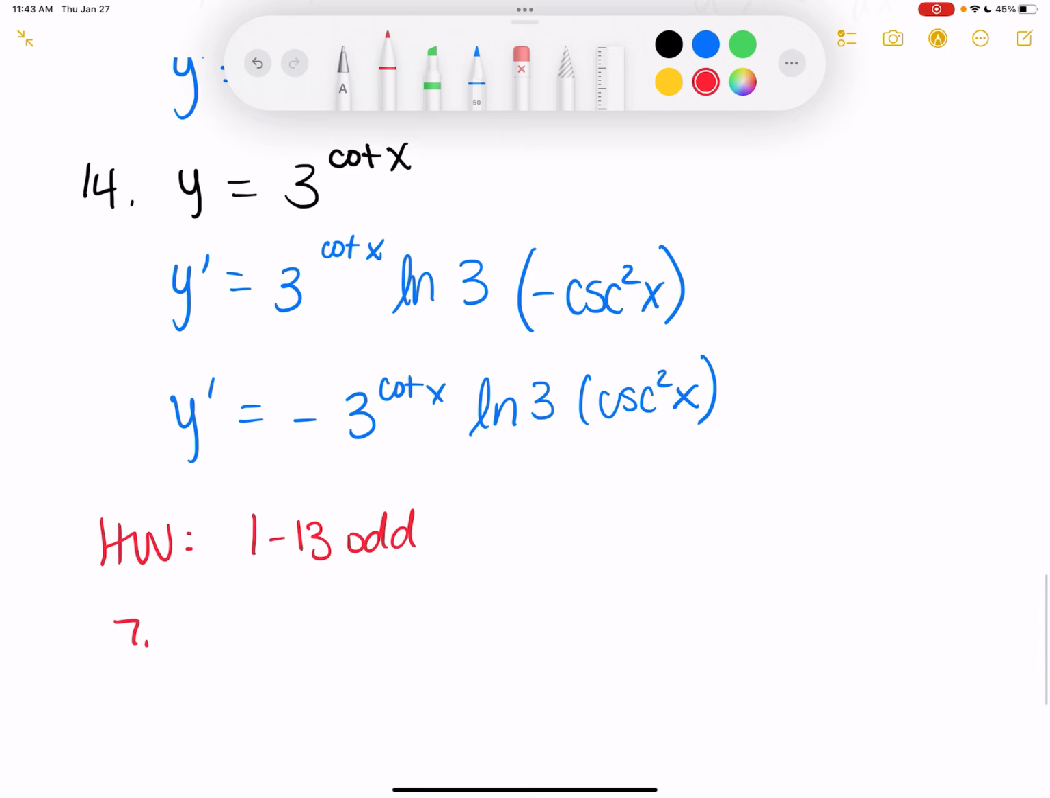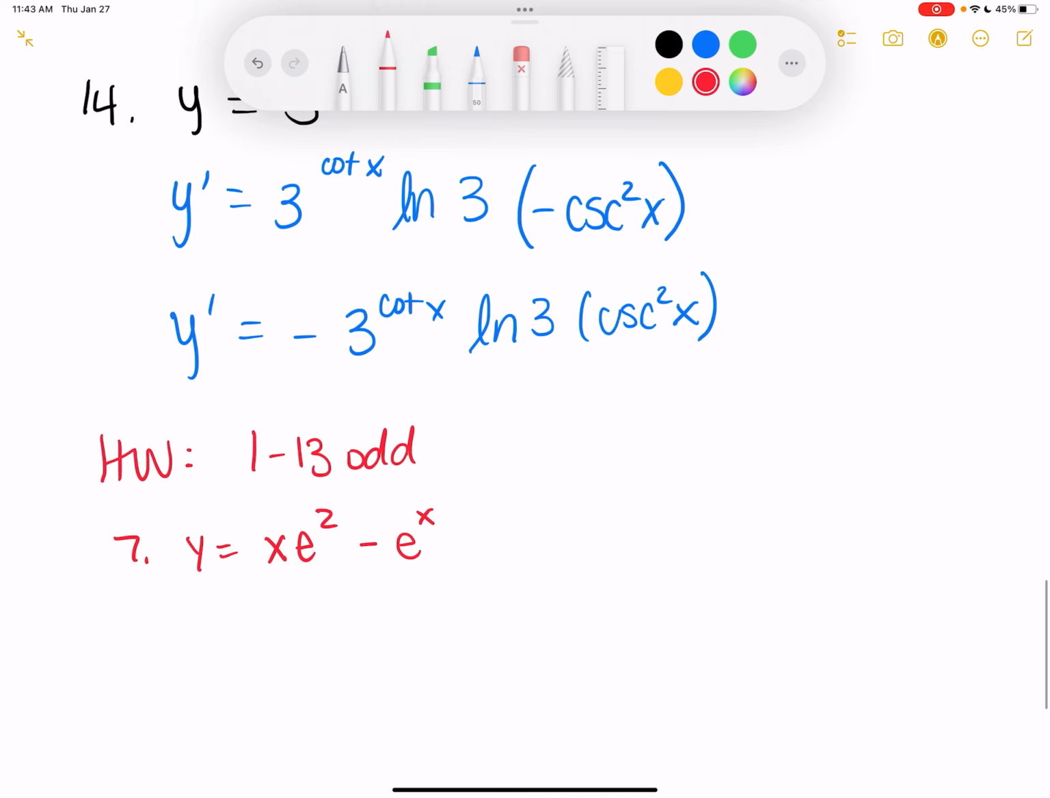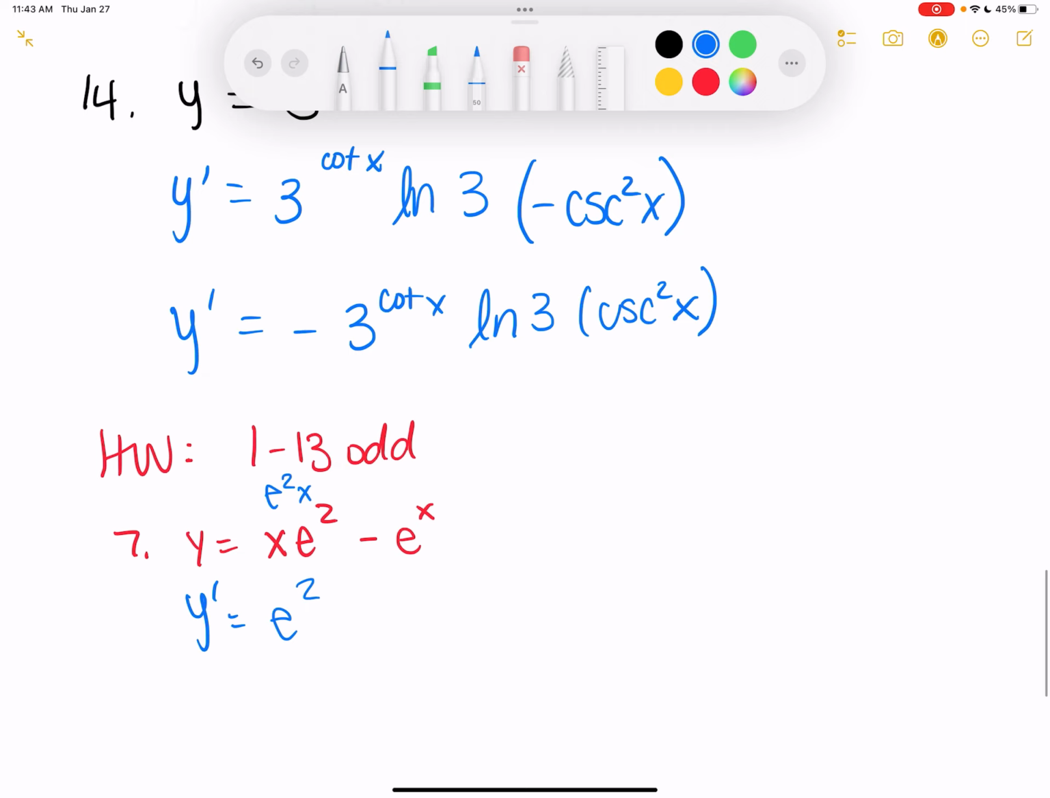So 7, we had y is equal to x e to the 2 minus e to the x. This is one of those where I'm assuming you thought it was a product rule. So it's not, because e is just raised to a number. So e is like 2.7-ish. Basically, you could think about this really as e squared x. They just pretty much always put e in the back for some reason, even if it's just a number. So the derivative would just be e squared minus e to the x.